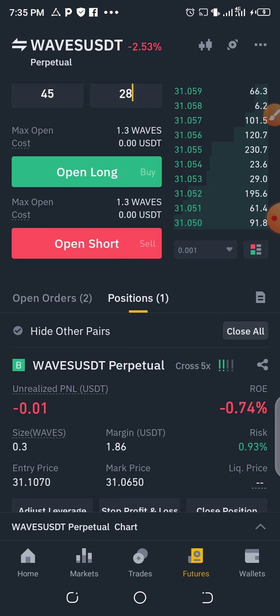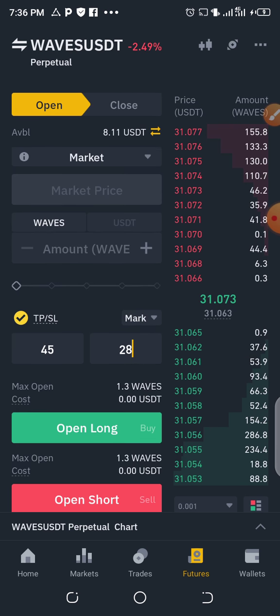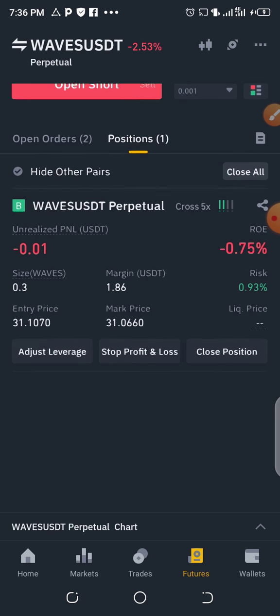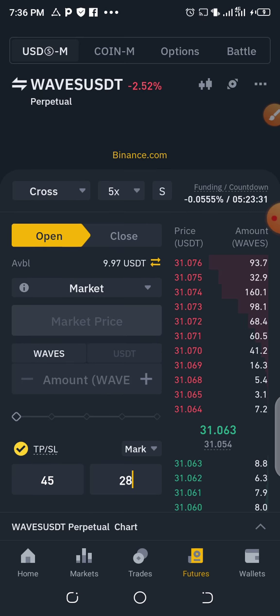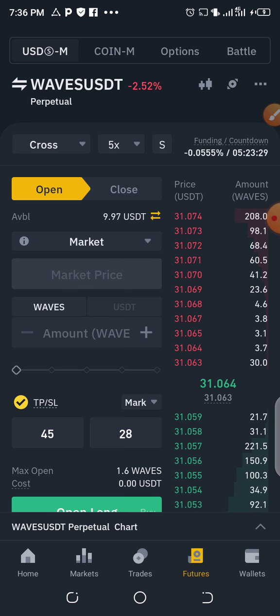So now back to the trade. I'm going to close this position. It's just for lecture purposes. For me to close the position now, take a look. After you see adjust leverage, stop profit and loss, you see close position. So click on close position. If you don't want to close the position that way, you can click at the top. You see close all. Click on close all and confirm. So all positions close. If you have any question from here, you can ask.